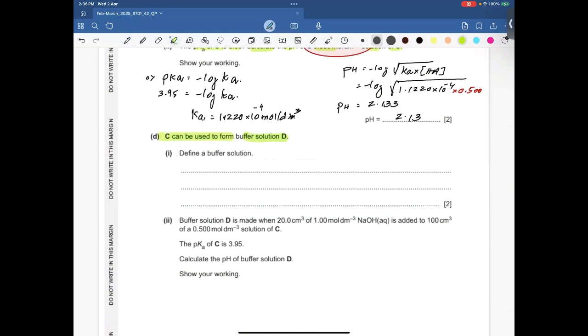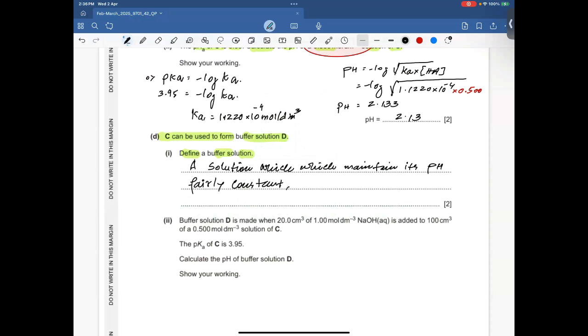Solution C can be used to form buffer solution D. Define buffer solution. A solution which maintains its pH fairly constant even upon the addition of a small amount of acid or alkali.